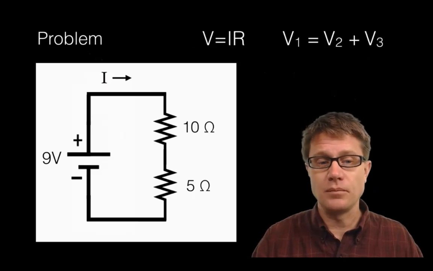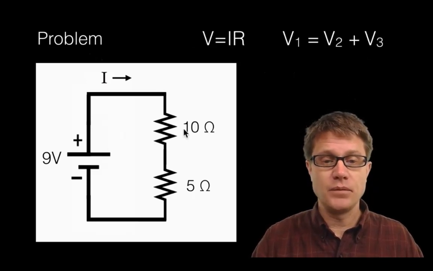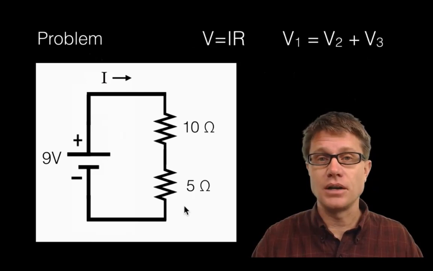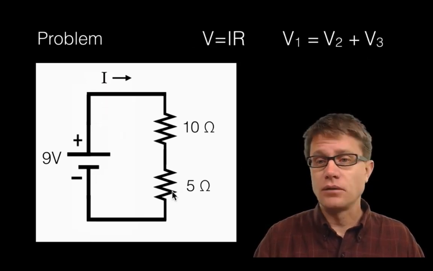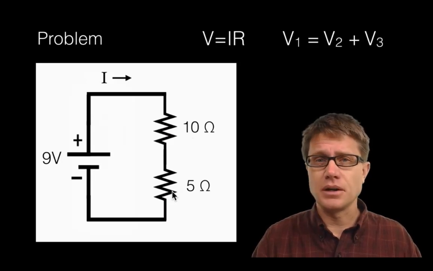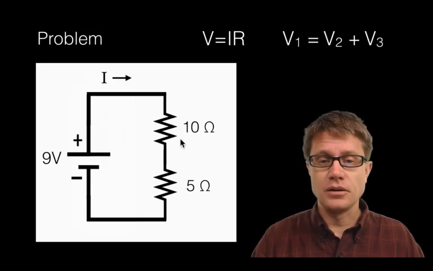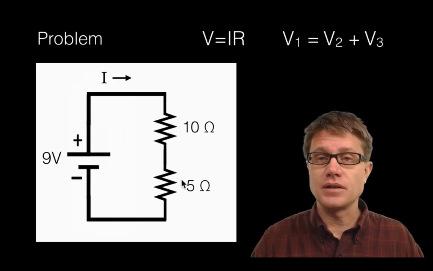So let's do a simple problem. Let's say we have a 9 volt battery. We have a 10 ohm and a 5 ohm resistor right here. And then we've got a current going in that direction like that. So first thing we have to figure out is, well, what's the current going to be in this circuit? So we've learned earlier that we could just add these two resistances together.